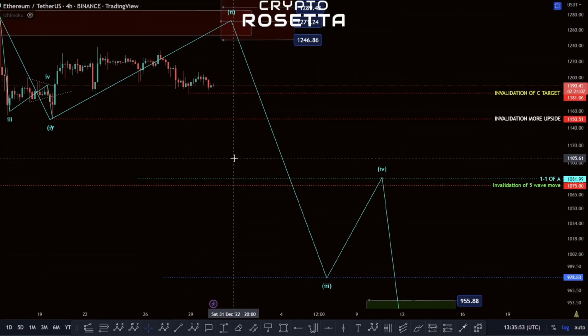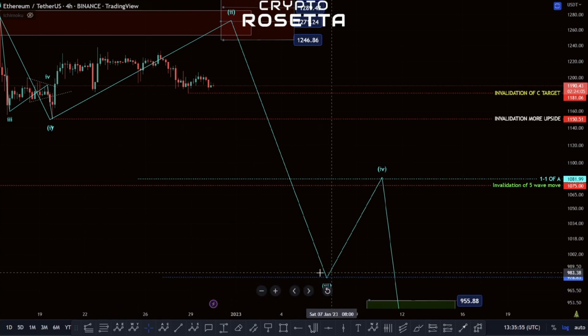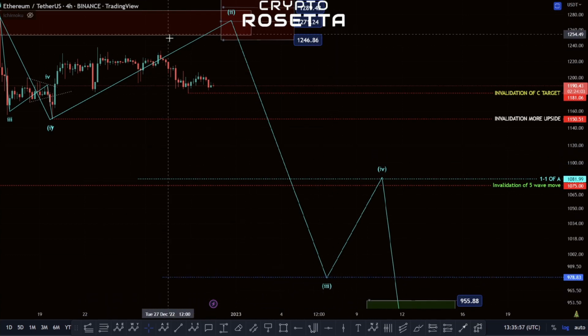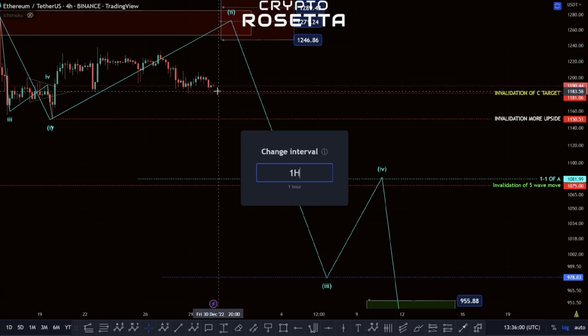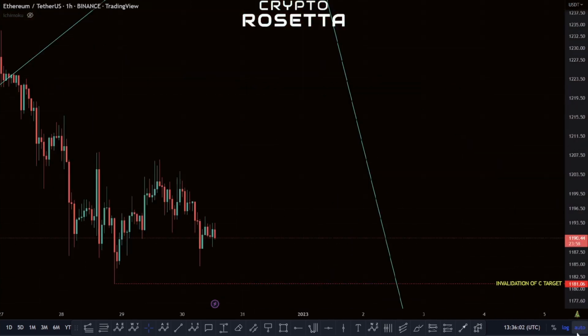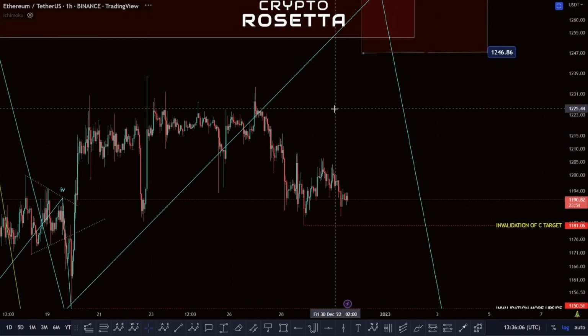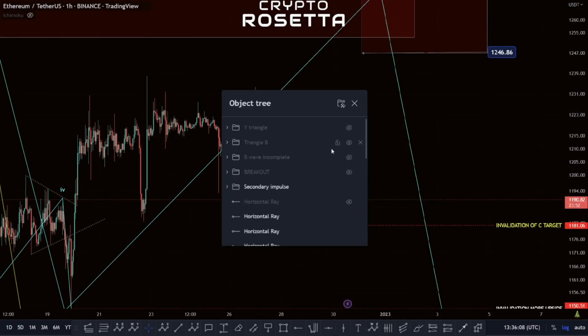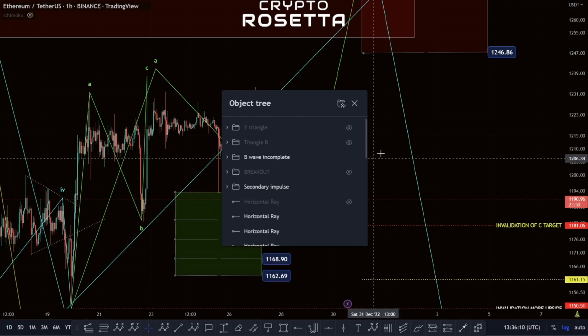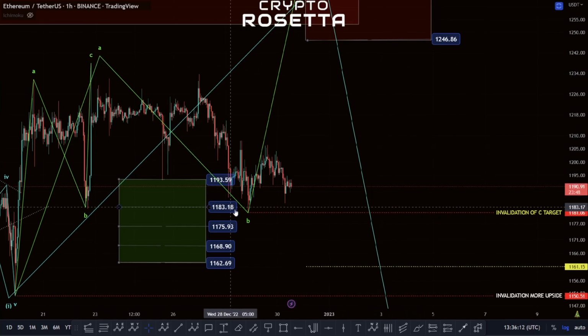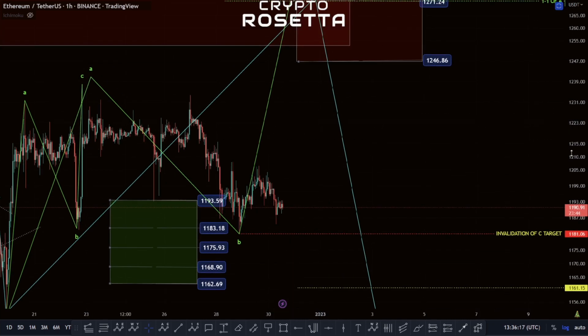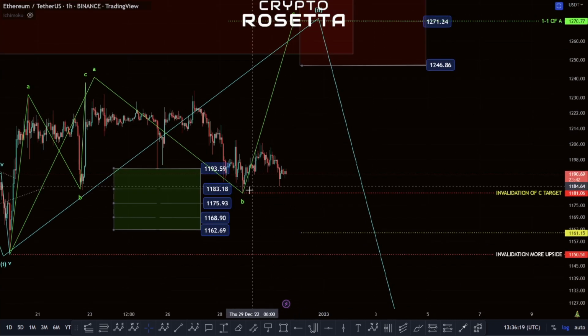Okay, so let's jump into the moves that we can see. My primary account is still looking for this wave 3 to the downside to play out, though if we jump back up here into the smaller time frames, we have a few things that could be playing out.